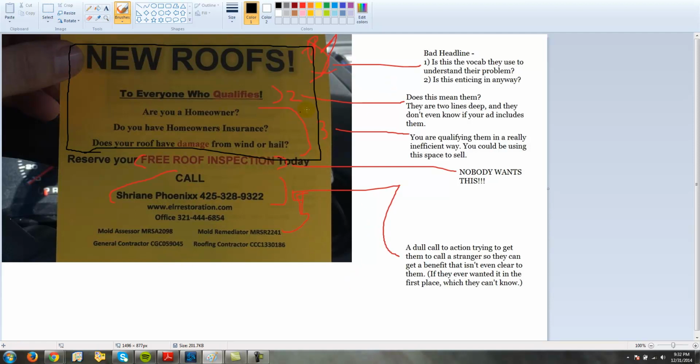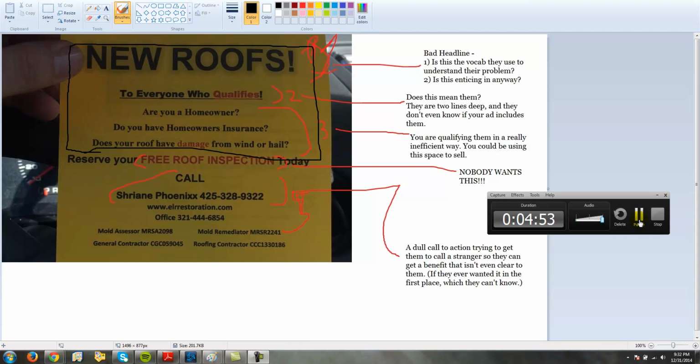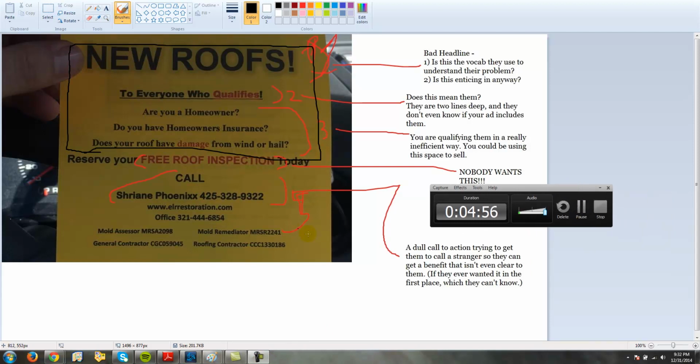Now, before we start fixing some of this, we're going to hop over to the second video, and we're going to look at the other side of the ad, which I am going to link right down below.